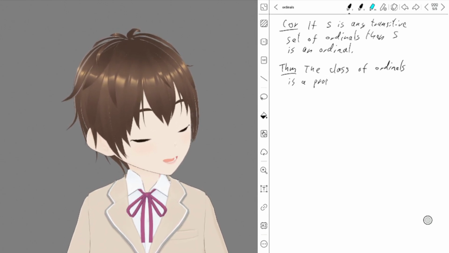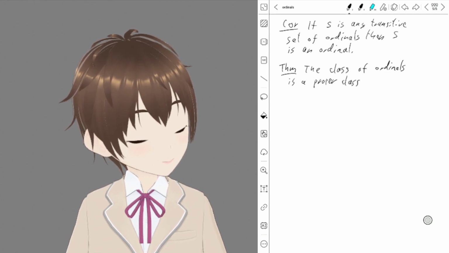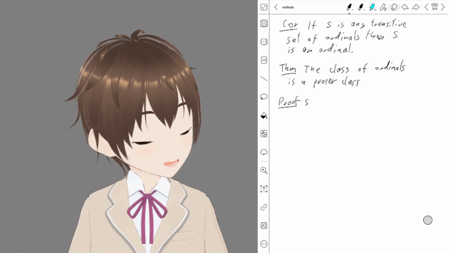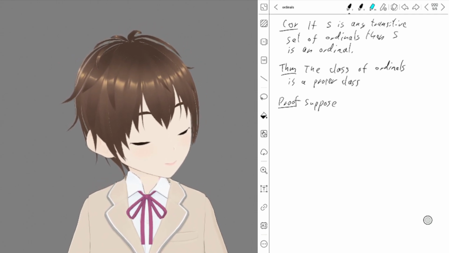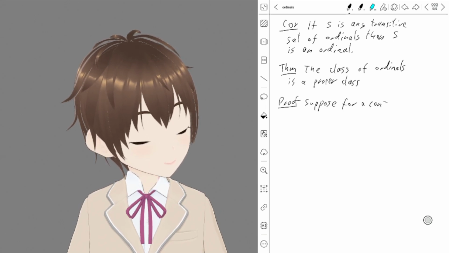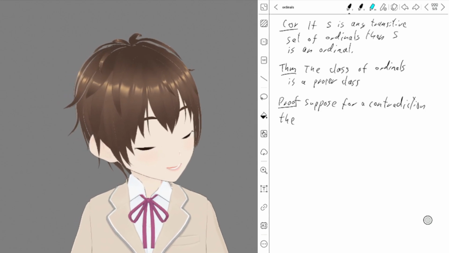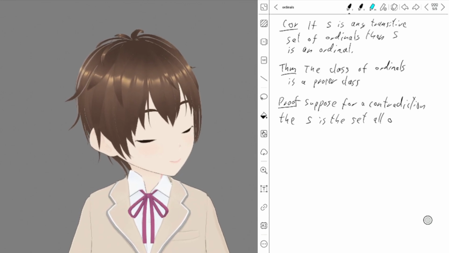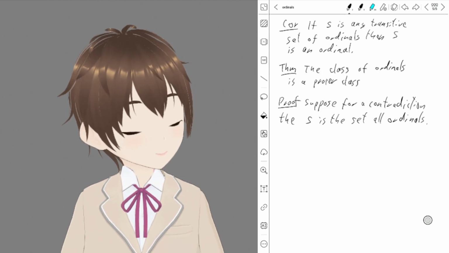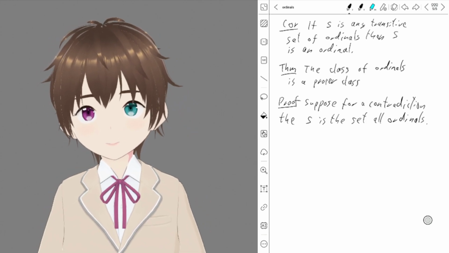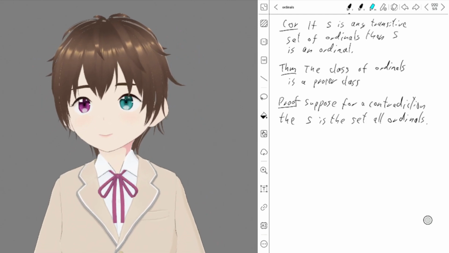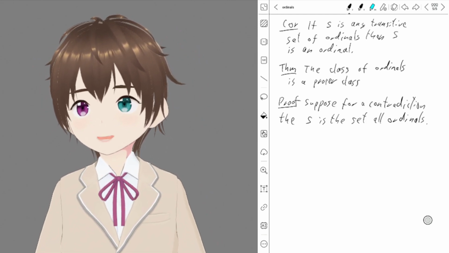There is no set which contains all the ordinals. Okay, now the proof. It's quite easy. Suppose for a contradiction that I have a set S of all the ordinals. Then clearly it's a set of ordinals, which satisfies one of the conditions of the corollary. It's also transitive because we can show that an element of an ordinal is an ordinal.